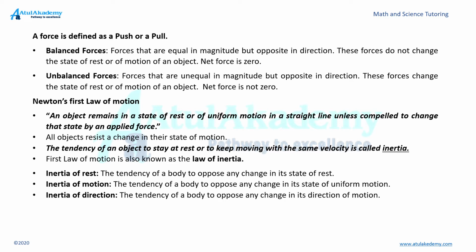Newton's first law of motion. An object remains in a state of rest or of uniform motion in a straight line unless compelled to change that state by an applied force. We know that all objects resist a change in their state of motion. So the tendency of an object to stay at rest or to keep moving with the same velocity is called inertia. So first law of motion is also known as the law of inertia.